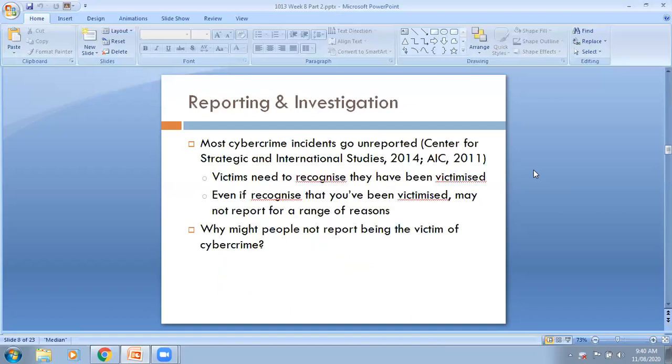Most cyber crimes go unreported. You actually do need to know that you've been victimised in the first place, but even when people do know that they've been victimised, they may decide not to report it. Why might they not report it? Well, apart from not realising that they are a victim, they might be embarrassed that they fell for something. They might not know who to report it to, or they could have been doing something illegal themselves in the first place.